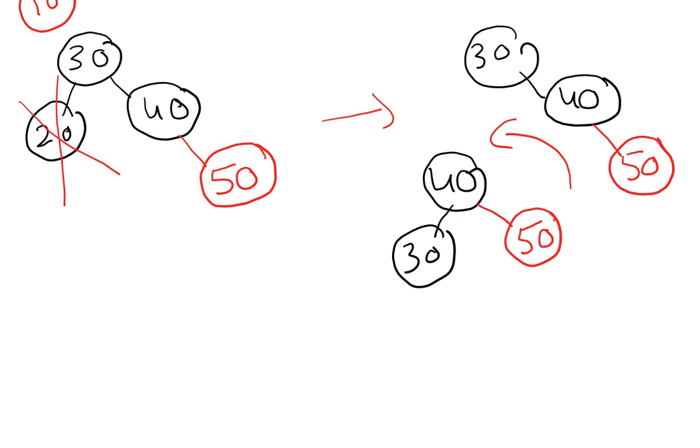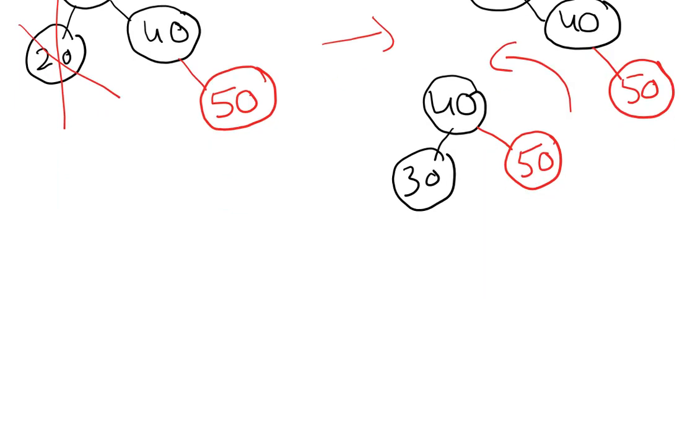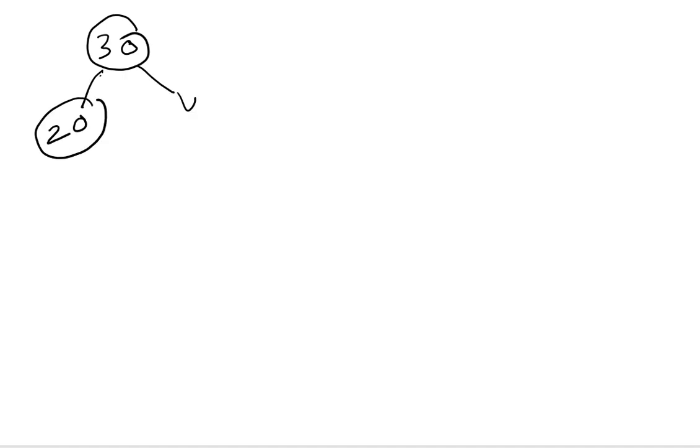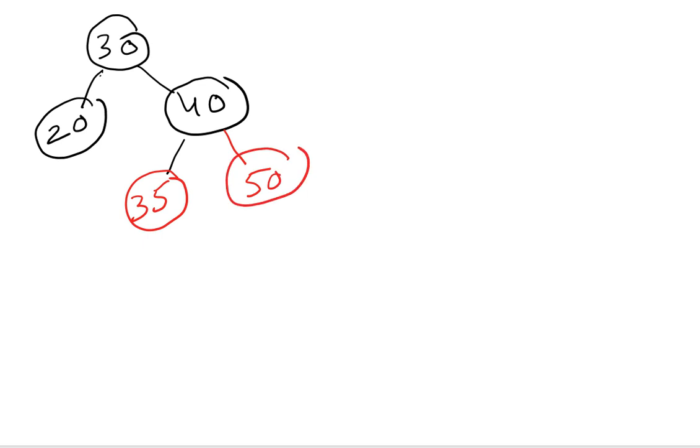And one more thing, now I will use two elements in two different rows. I will use 30, 20, 40. Here having 35, having 50. So this is a red black tree.